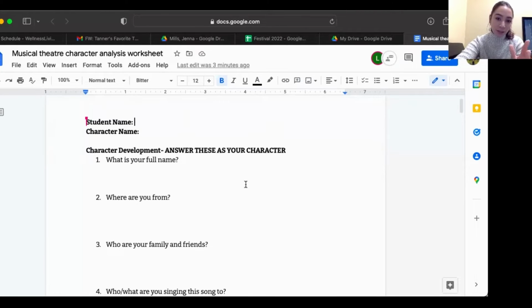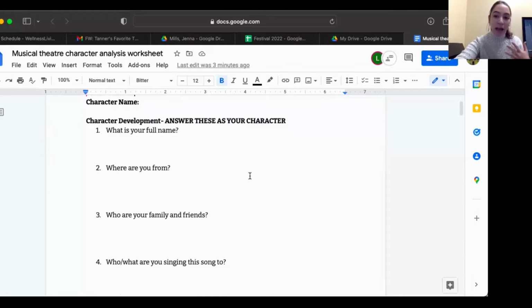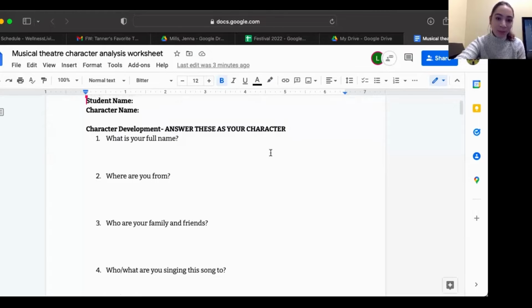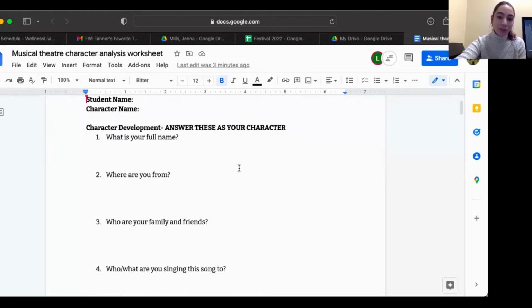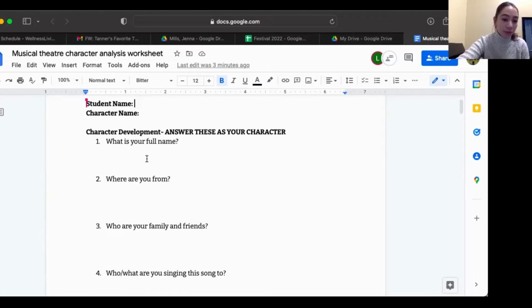So these first questions, as you can see, are for character development. I assign the student a couple of questions a week, pretty simple. And for this first section, they'll answer them from the perspective of their character. So for example, if we're doing the song On My Own from Les Mis, they would answer as their character Eponine. Then for the first one, it says, what is your full name? So they would write, my name is Eponine Thénardier.